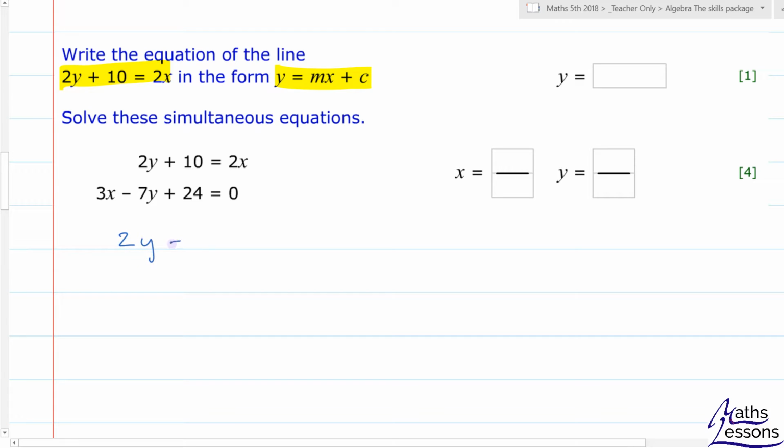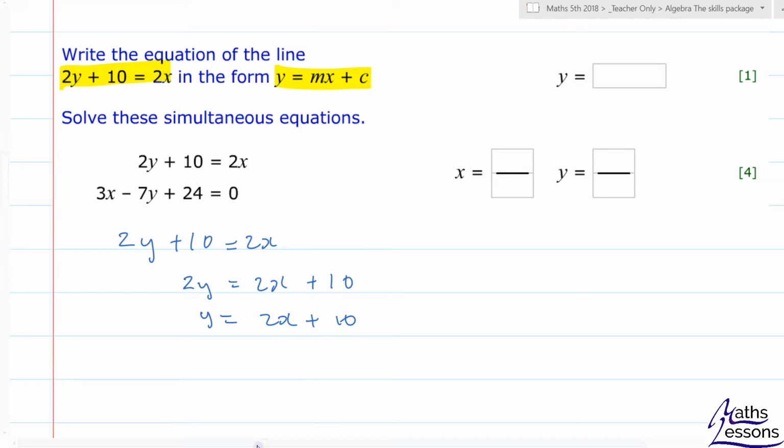So we've got 2y plus 10 equals 2x, and we want to make y the subject. So let's get the 10 on the other side. So we get 2y equals 2x plus 10. Now we want to divide by 2, and we want to get it in this format. We could, if you're just making y the subject, just do this. But that's not quite that format. So I'm going to rub out the 2 and the 10, because they're going to change. 2x divided by 2 is just 1x. 10 divided by 2 is 5. So the answer is y equals x plus 5.